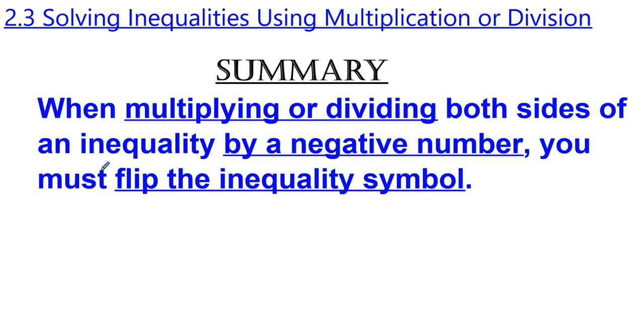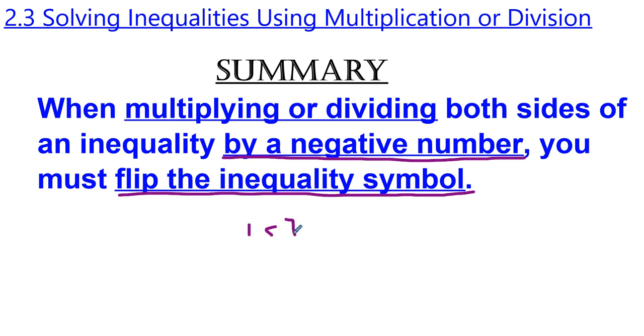Before we get to them, I want to mention this. It says when multiplying or dividing both sides of an inequality by a negative number, you must flip the inequality symbol. So why do we do that? Well, let me show you a little example here. If I've got 1 is less than 7, and this is a true statement, right?